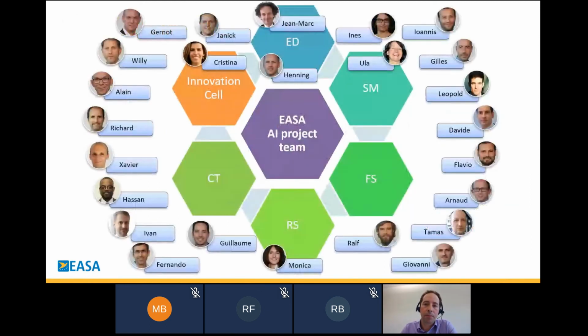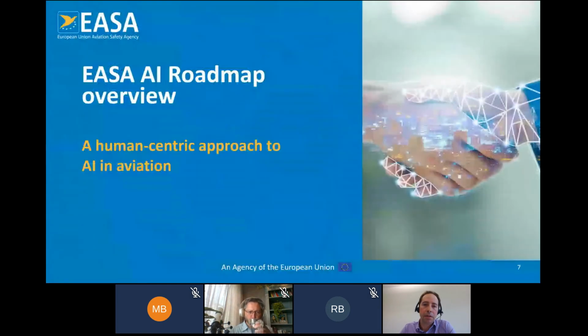Now that we started implementing this roadmap, we needed to create a much wider team. And the way we've created this team was really to select people and experts in the various impacted departments within the agency. So you can see again the organization with the directorates, the innovation cell, and people are really gathered from the supporting and operational departments within the agency. So you may know some of the colleagues. And you're probably also familiar with the EASA AI roadmap.